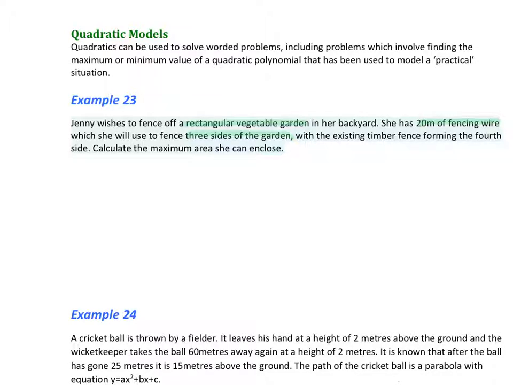So what have we got? We've got a rectangle. We have to work out an area, and we've got fencing wire to go around the outside. So if we have a quick sketch of what we've got, that's our fence, and there's our wire. Typically there's the wire going around the fence, and we know the area of a rectangle is length times width.